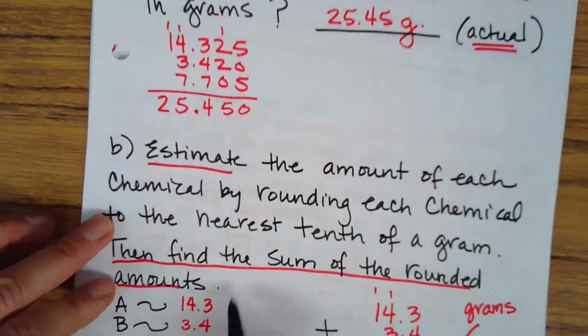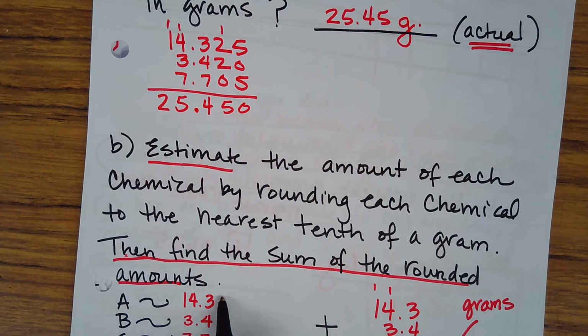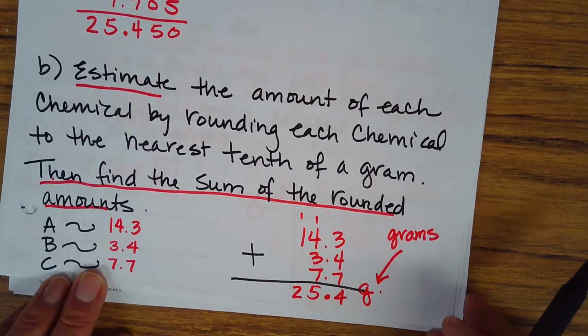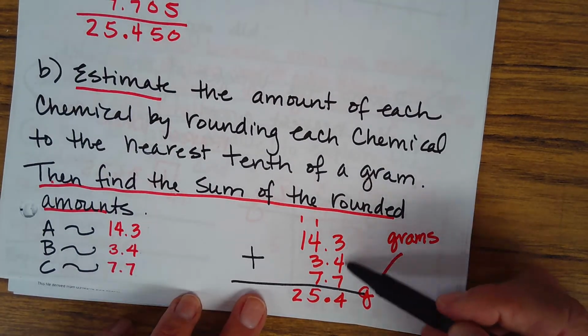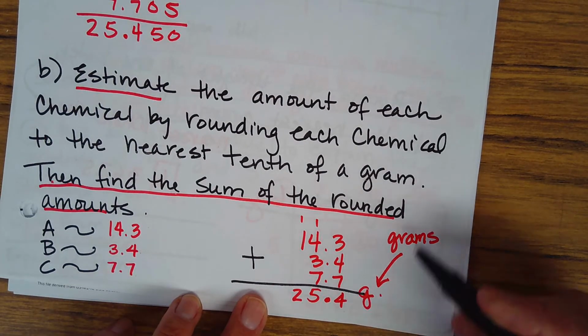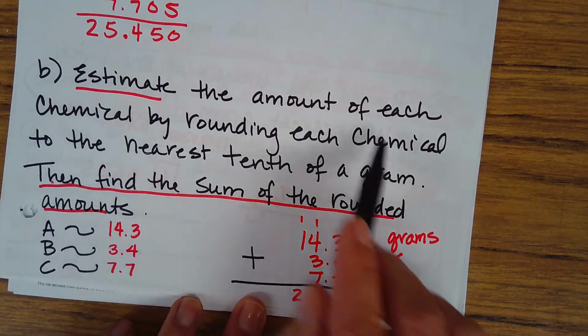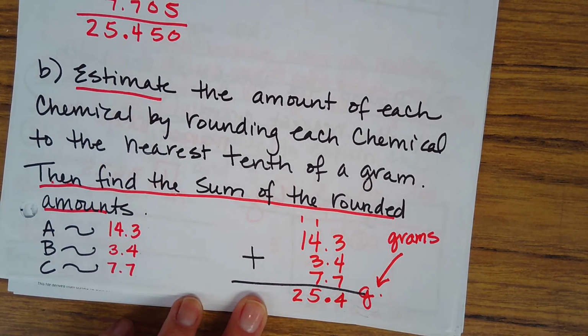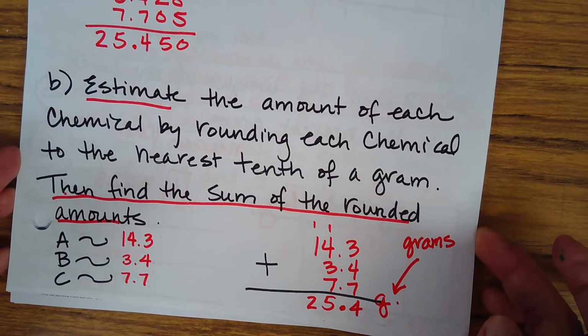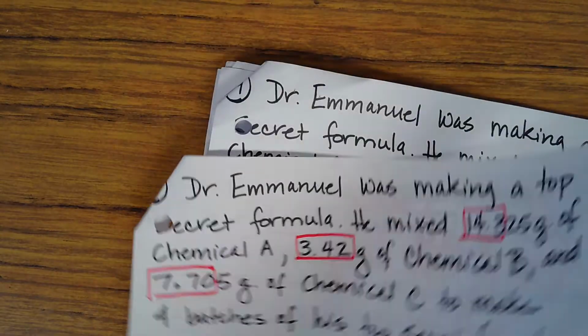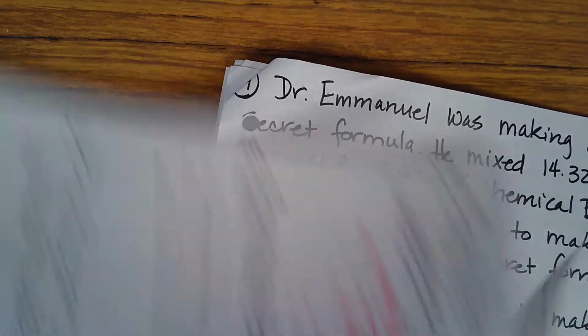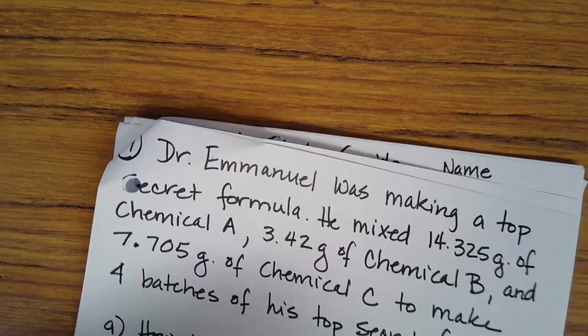So I take my rounded numbers, 14.3, 3.4, and 7.7. I come over here and I add them up and then make sure to include your grams. So this is how much he made rounded to the nearest tenth. Okay. That is basically how the test is going to go.